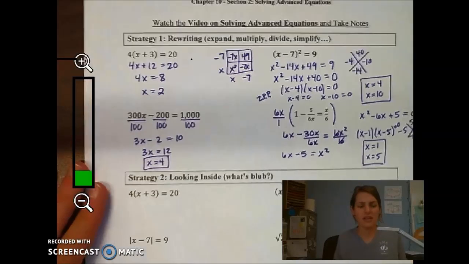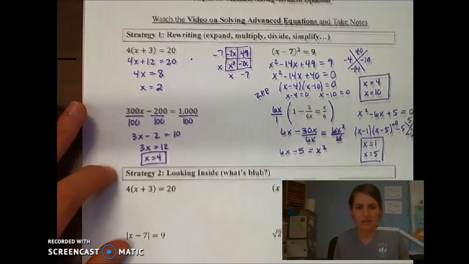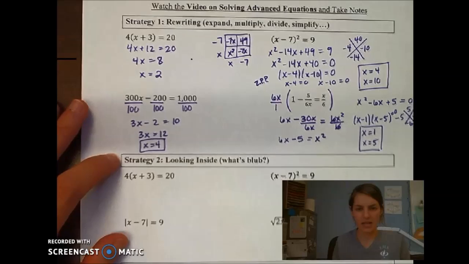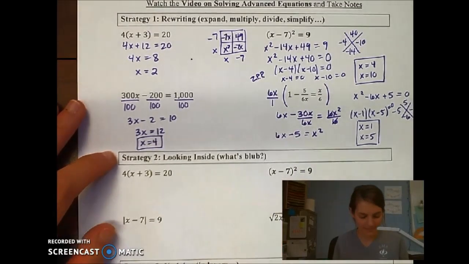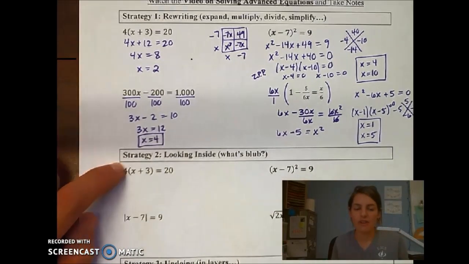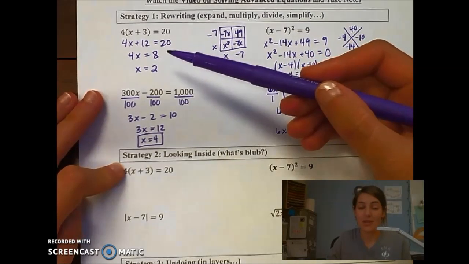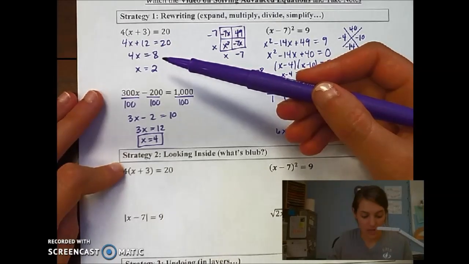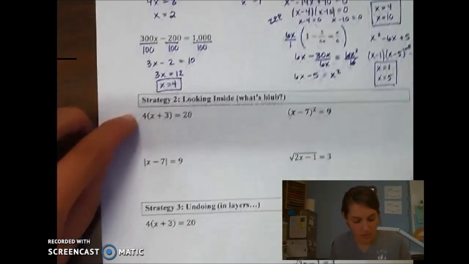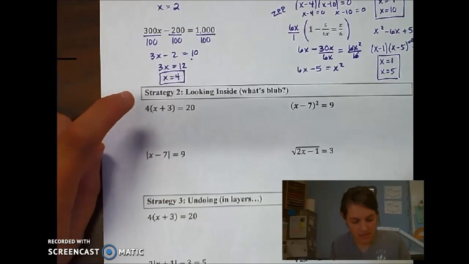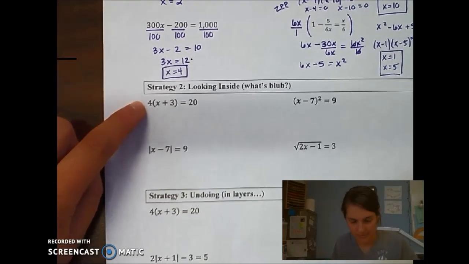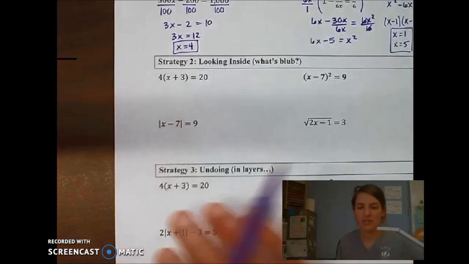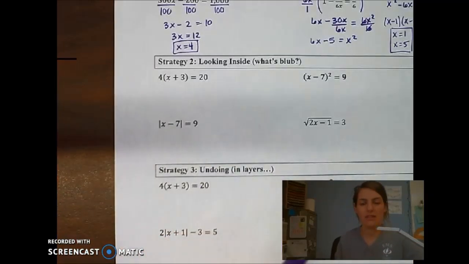And you might notice that in the second section here, looking inside, what's blub? The very first one we're going to do is the exact same equation that we did before. So here we go. What is blub? What even is blub? Blub is just a silly word that I like to use to mean something.